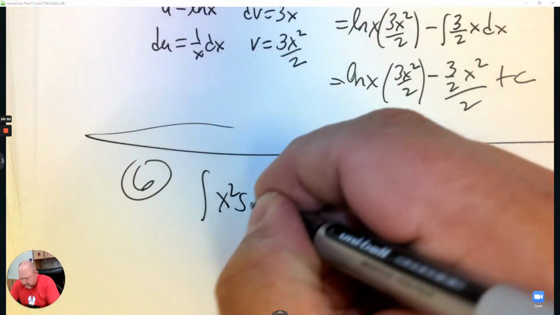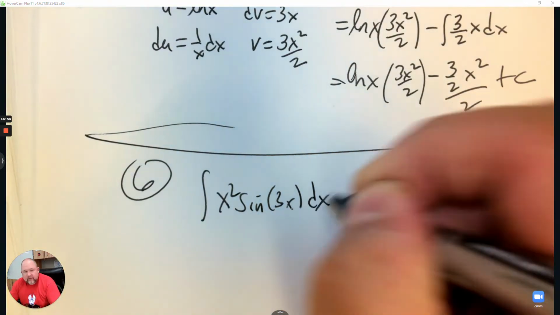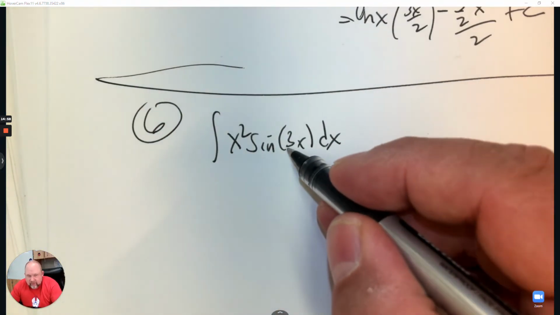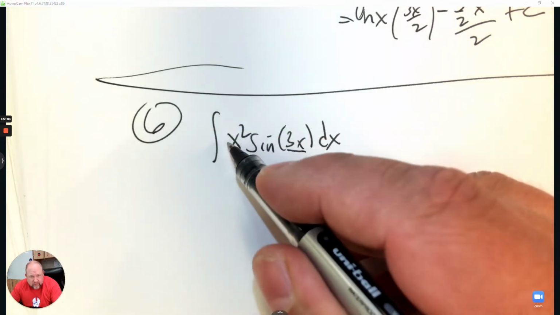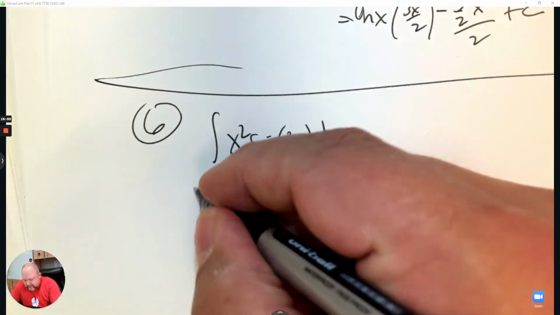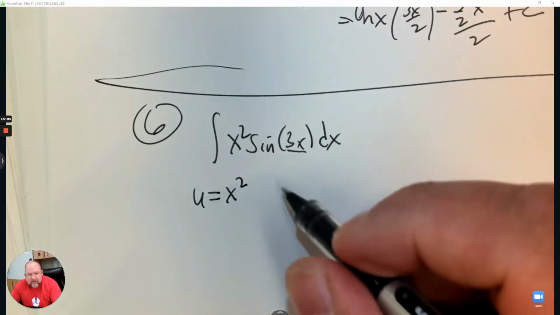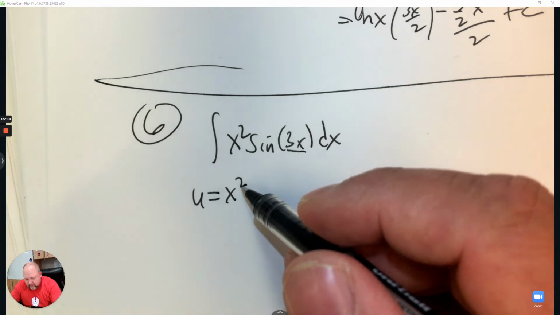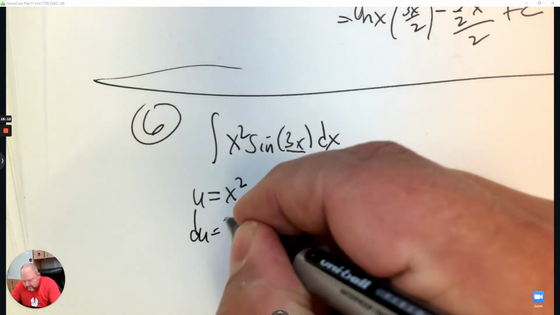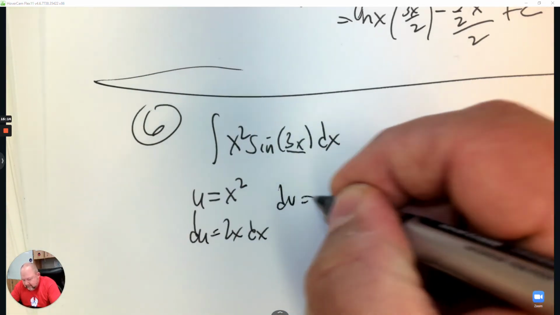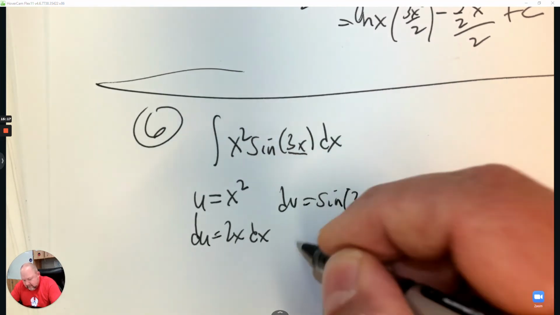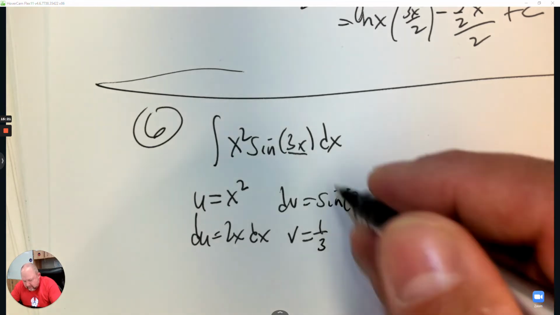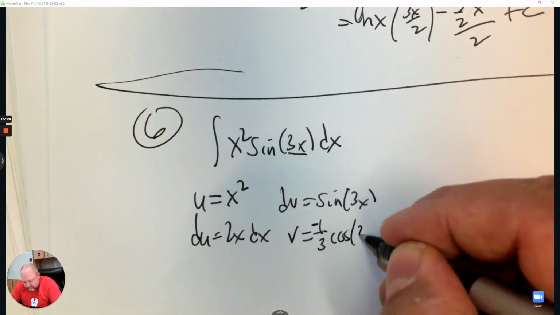Number 6. Integrating x squared sine 3x. This again, if I look inside the trigonometry and take the derivative, that's where the hook would come from. This is not a hook. So this has to be by parts. The only time u wouldn't be the algebra part is for a logarithm. So u is equal to x squared. The derivative is 2x dx. dv is sine 3x. And then when I integrate that, the hook is 3, so I need a 1/3, and then it's negative cosine.